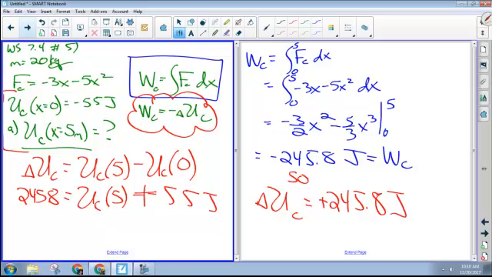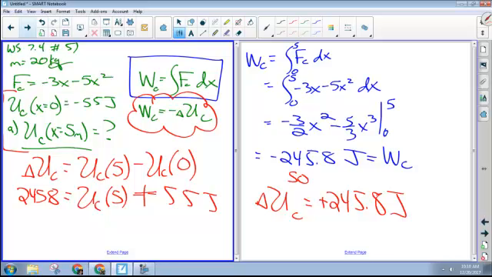Questions with what I did there? Yeah, Adam? So my problem is just figuring out which equations to use and when. So why would you know to start with the integral of force? Like, why do you know to begin by integrating?